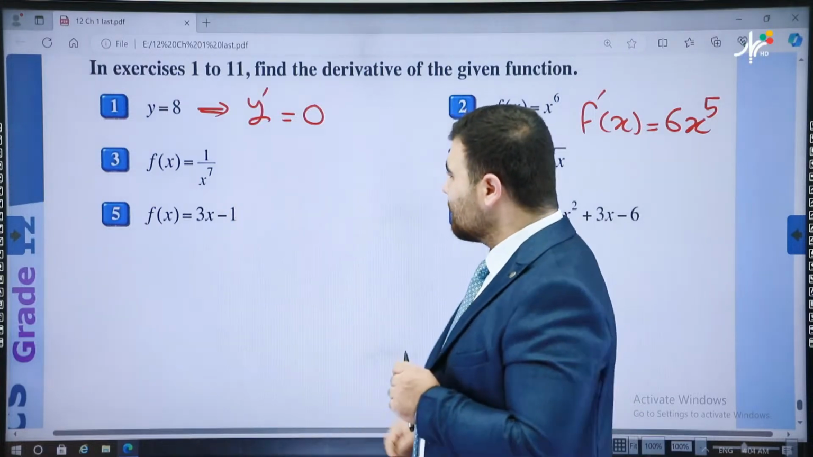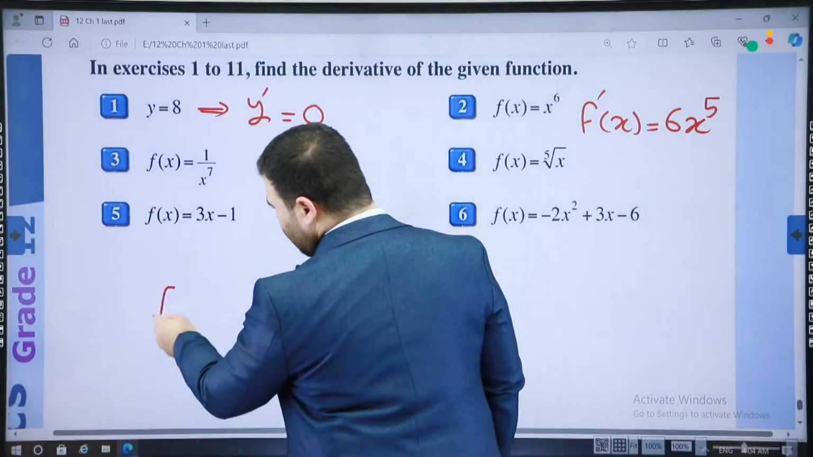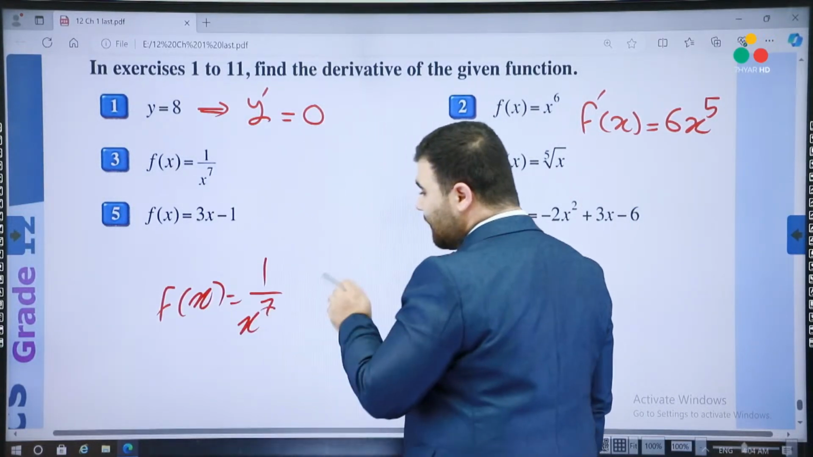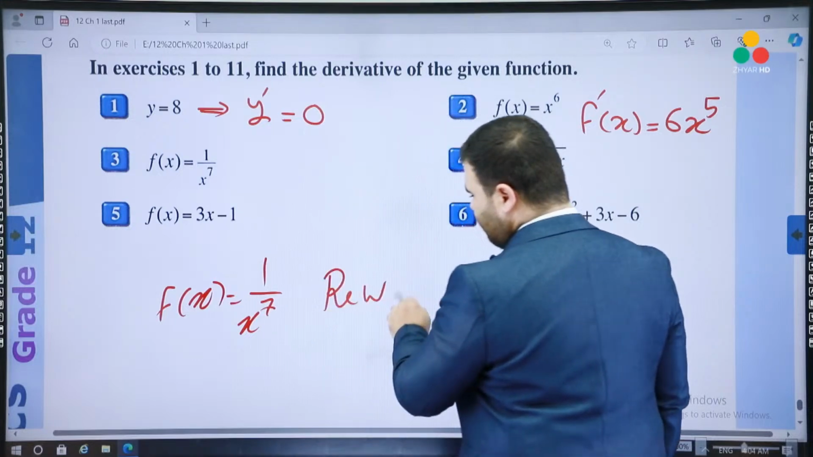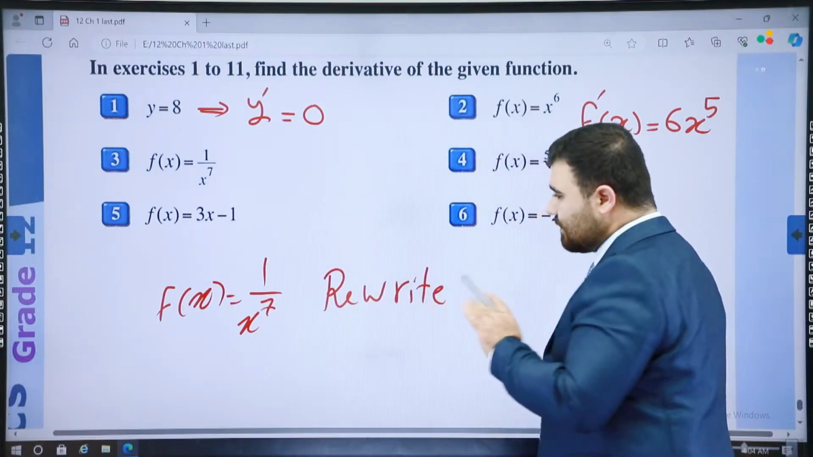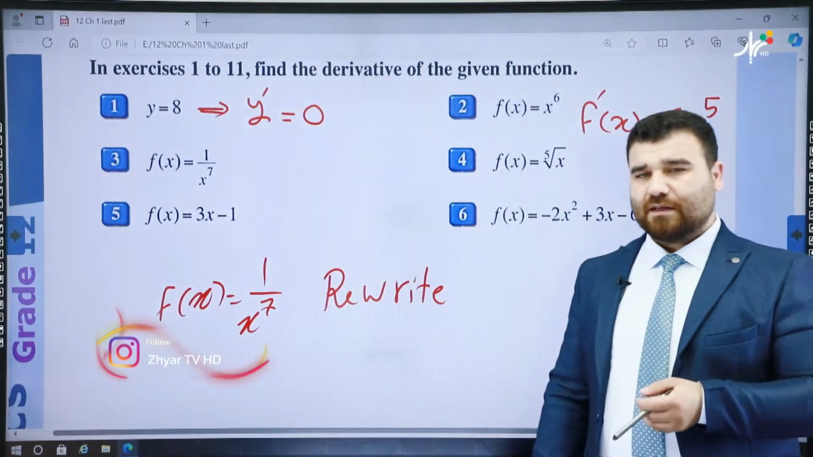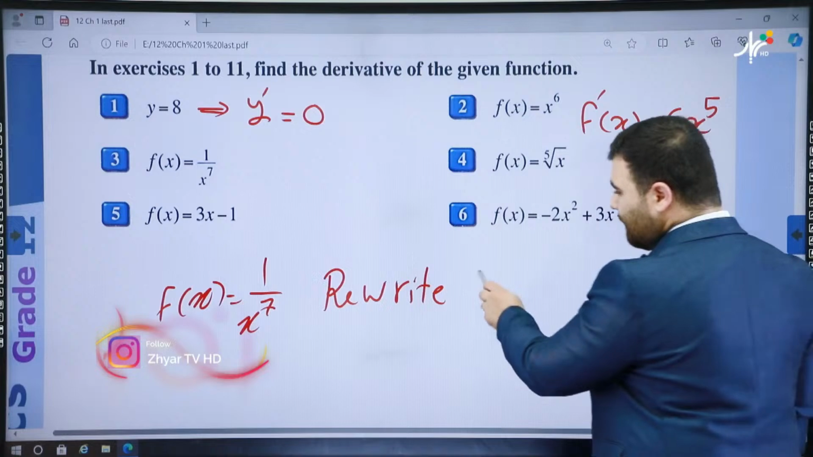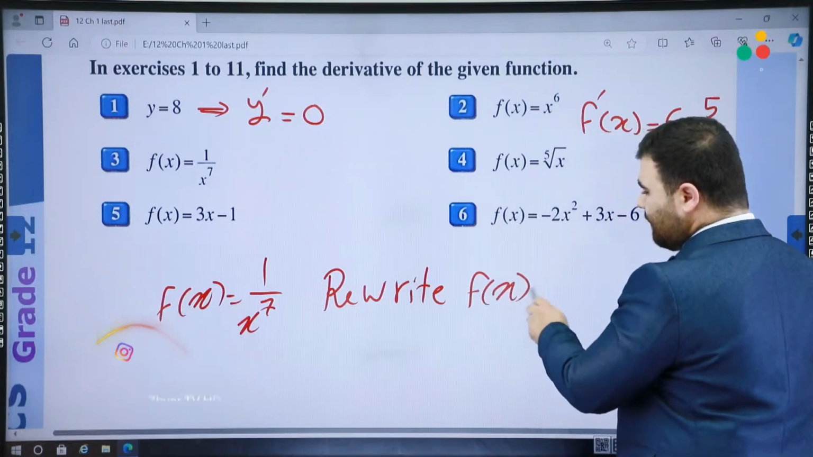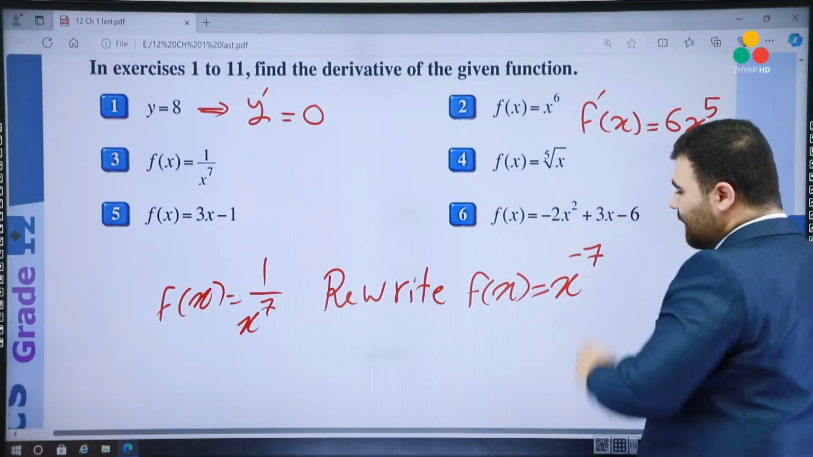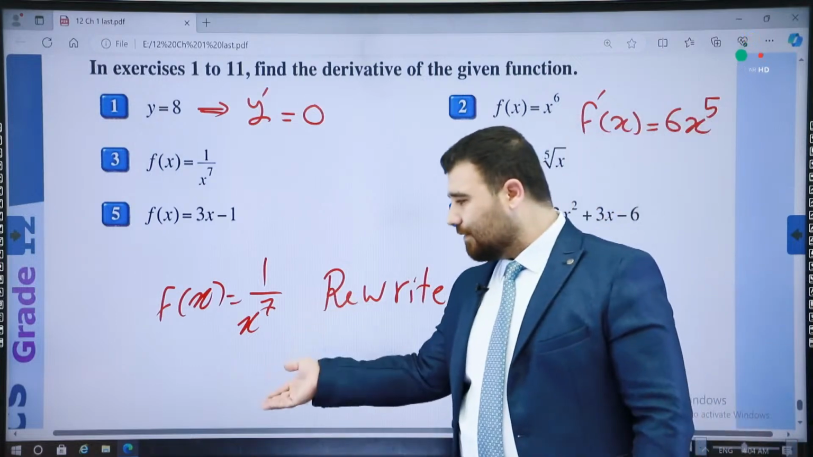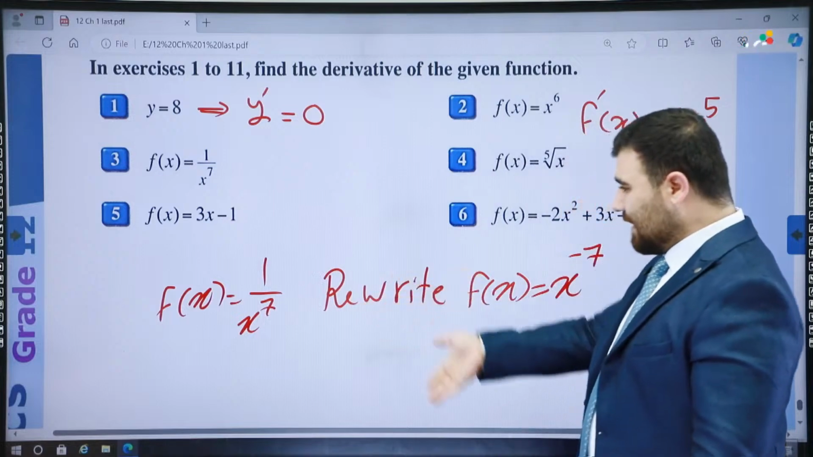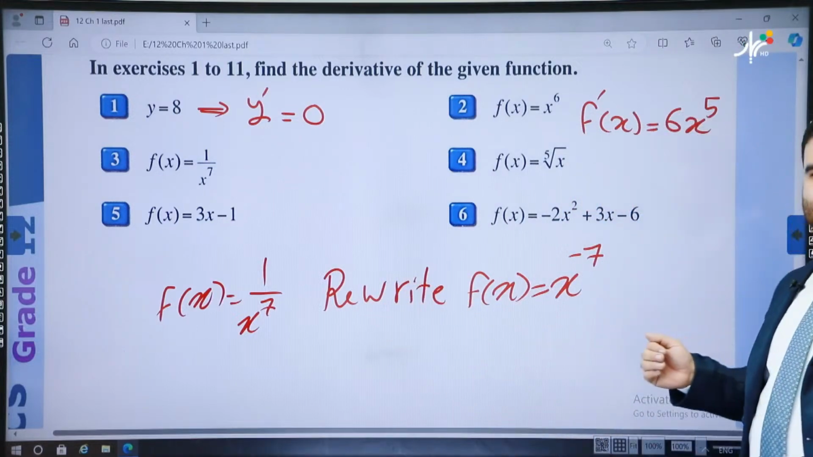When you have fractions like this, we can rewrite f of x equal to 1 over x power 7. Rewriting is not the derivative. It's only rewriting to make this look easier, then we do the derivative. We can rewrite as f of x equal to x power negative 7. Any x that has a power, when it's down, when we bring it back up, the power becomes negative. So x power 7 down is the same as x power negative 7.